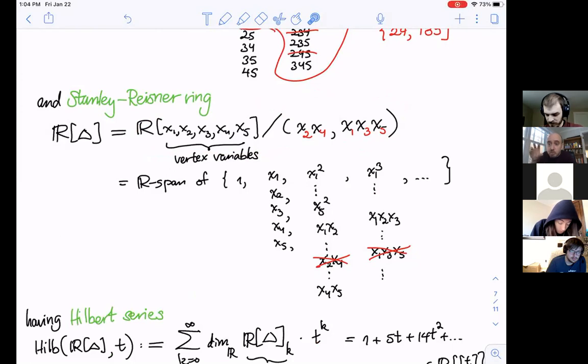In this case, supported on boundary faces of my polytope. So the monomial 1 is fine. That's supported on the empty face. The variables, they're all fine. They still survive. They're supported on the vertices. x1 squared is supported on the vertex 1, x2 squared, x5 squared. They're all fine. They're all surviving. x1, x2, x4, x5, they're fine. But the monomial x2 x4 has been annihilated. It's 0 in the quotient.